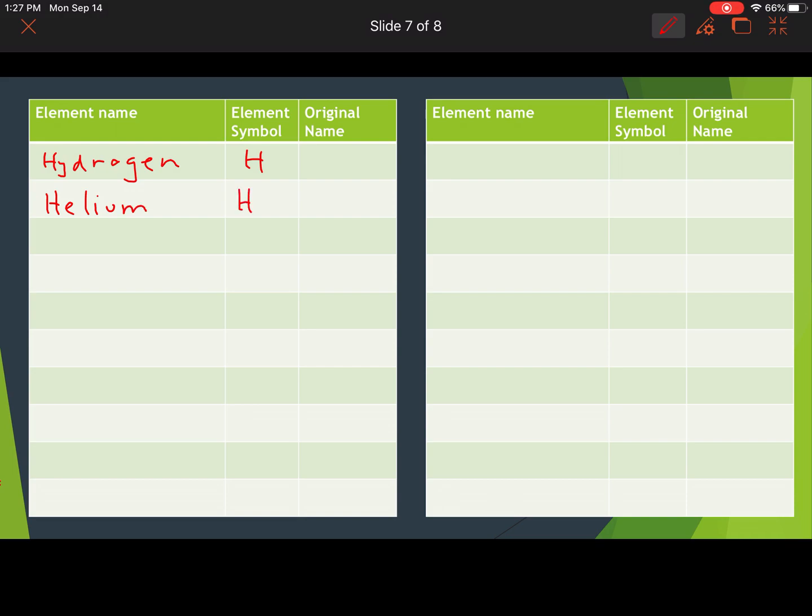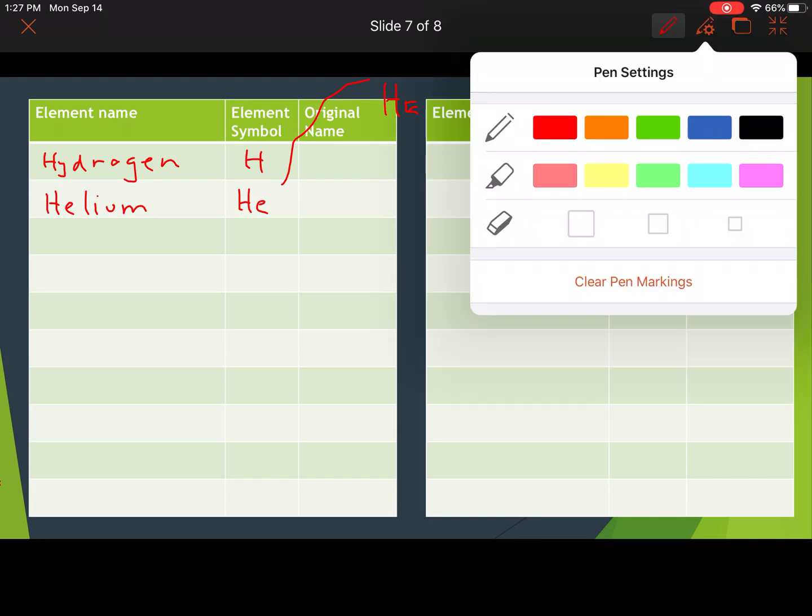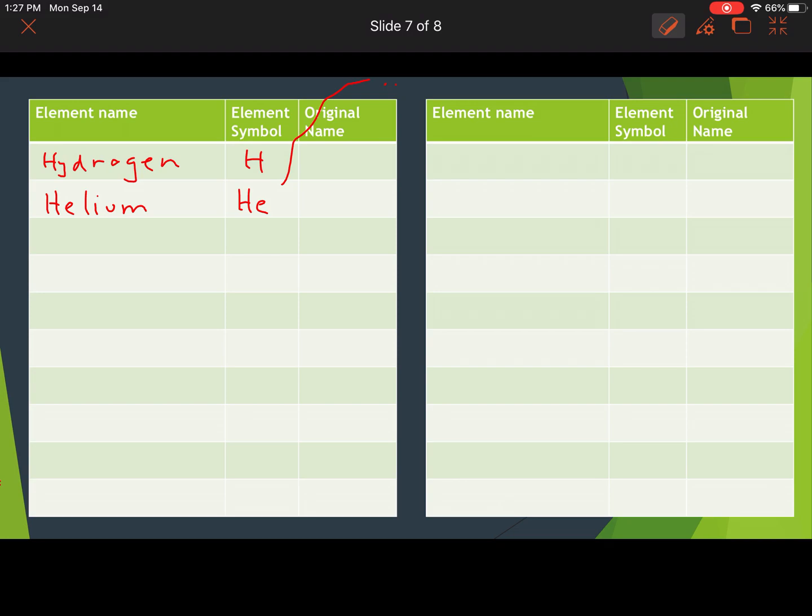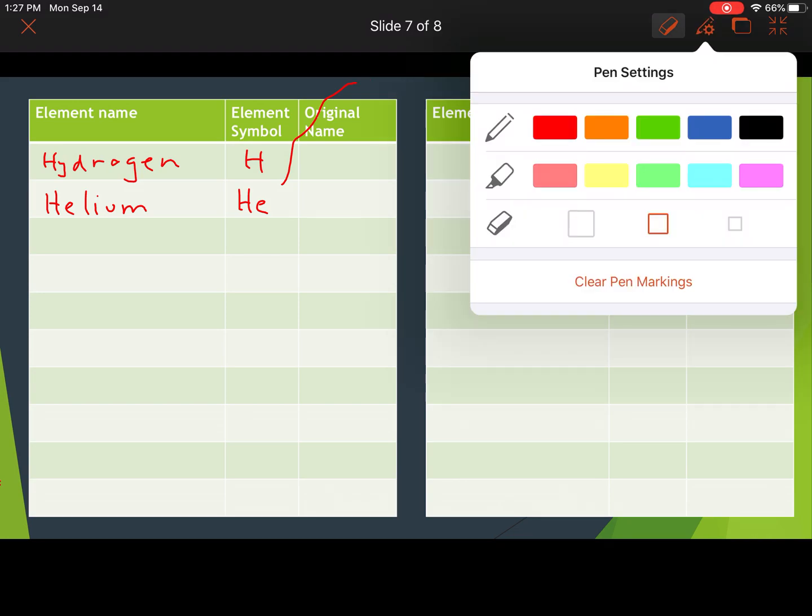Symbol capital H, lowercase e. Now, here's where some people's handwriting can get them into trouble. Some people write things like this. They write their lowercase e as a cat. Hold on, just a minute here. Let me redo that. Whoops.